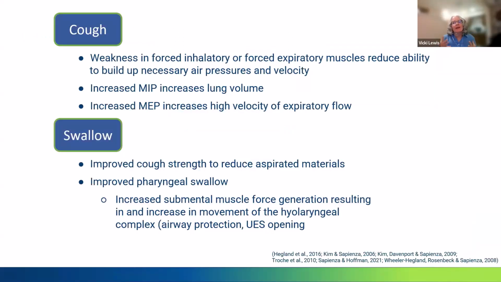So when we're thinking about this training, what are we trying to address? Well, cough strength is the first one listed here. And you can address cough strength 2 ways. You can do it by increasing inspiratory strength, because then with that, there'll be more air coming in, and it's going to increase the lung volume. So someone will have more air on which to cough.